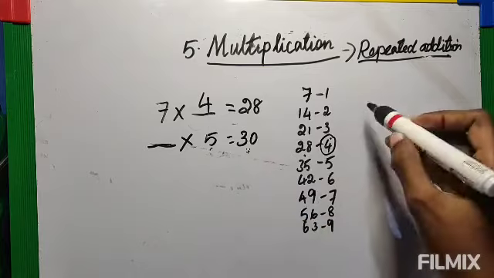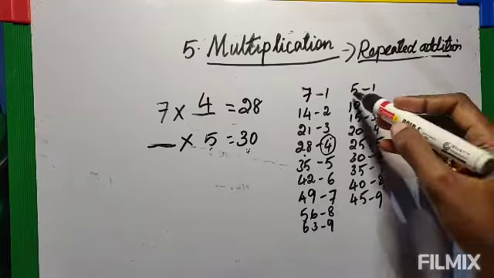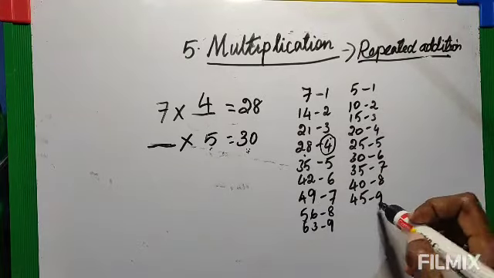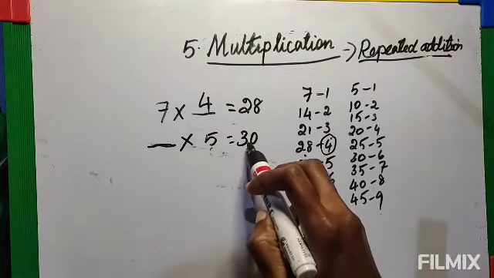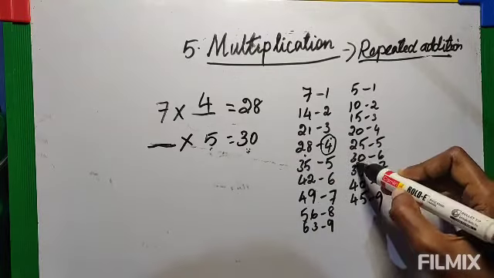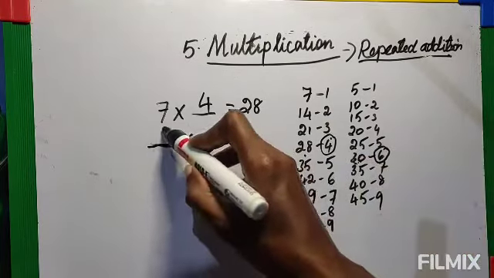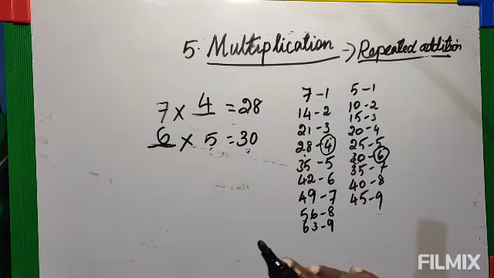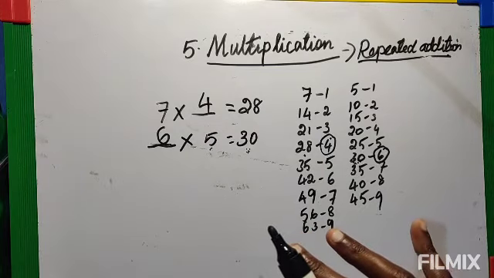So I am writing here the 5 table in short form. 5 1s are 5, 5 2s are 10, 5 3s are 15, like that. Only up to 9 is enough. 10 and all, no need, up to 9 is enough. Now in the 5 table, you have to look for 30. 30 is here. So 30 is how many times? 6 times. So in this missing place 6 will come. So this is the way to find the missing factor.